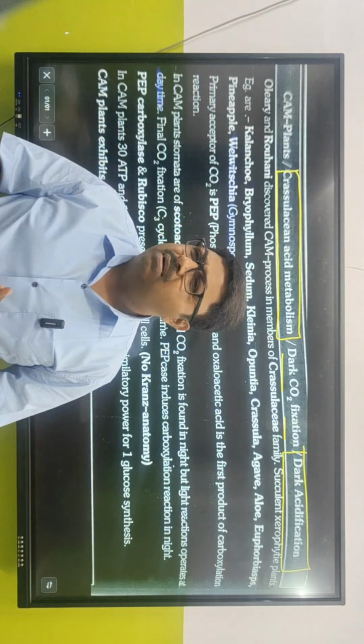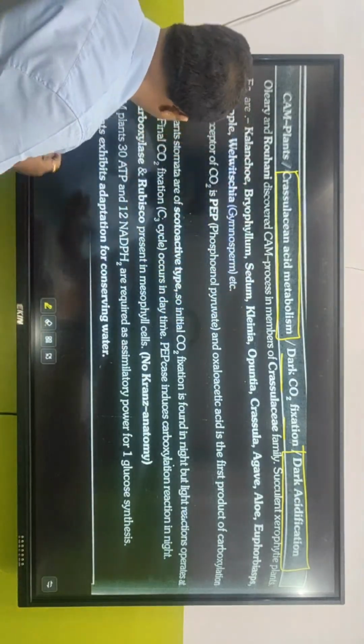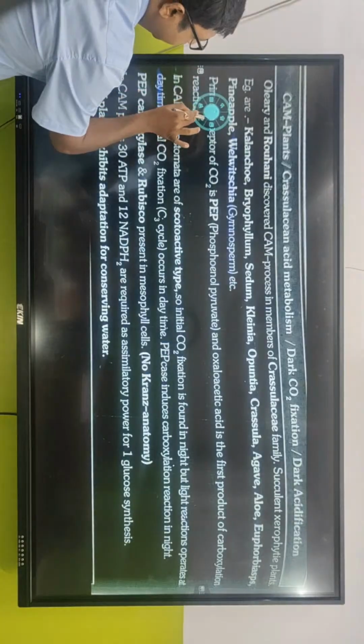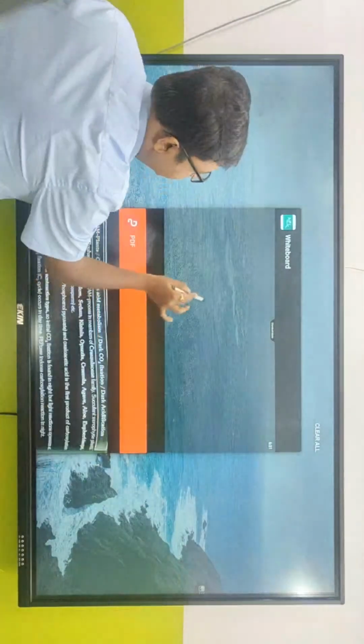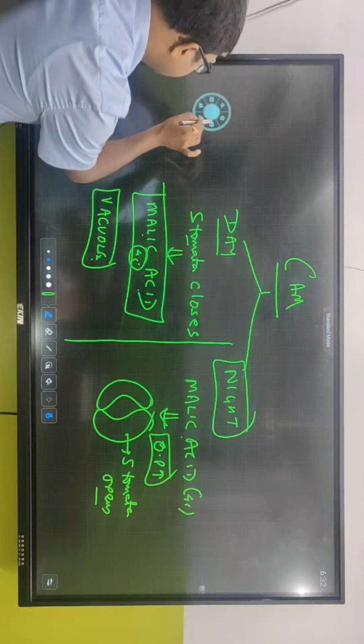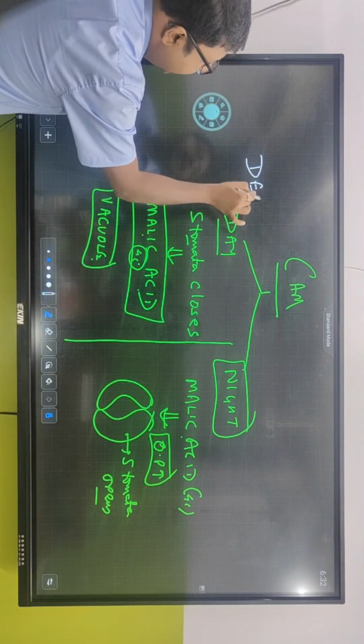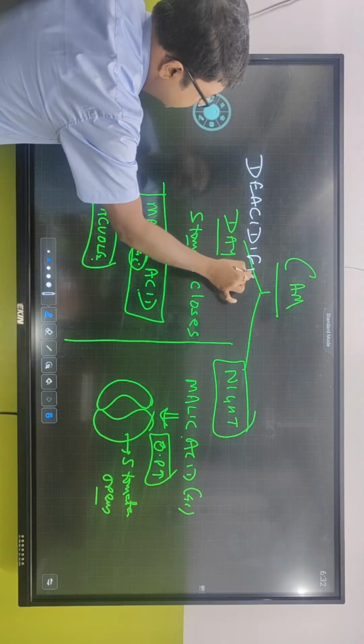আর দিনের বেলা কি হলো? De-acidification. What happens during day? De-acidification occurs. During day, de-acidification occurs in xerophytic plant.